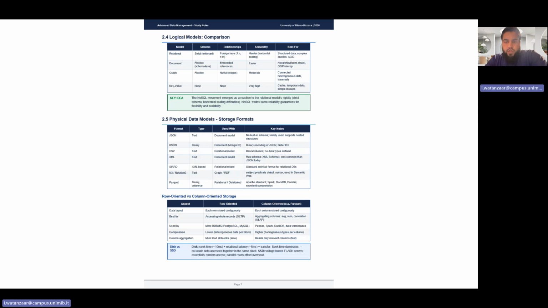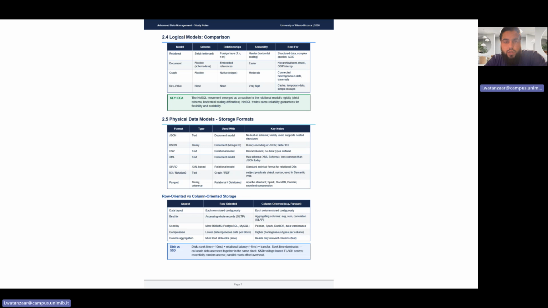Okay, after that, we are going step by step. What are the data structures in the local data, in the physical data models? Data input, data layout. So we are discussing row-oriented and column-oriented, okay? On the left side, we have the column aspect. What is the aspect like data layout? What is it best used for, and its compression and column aggregation.